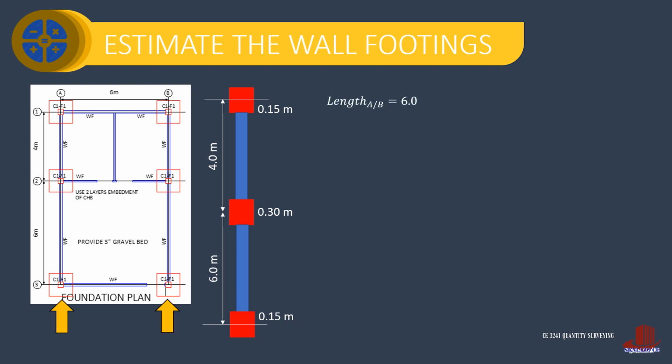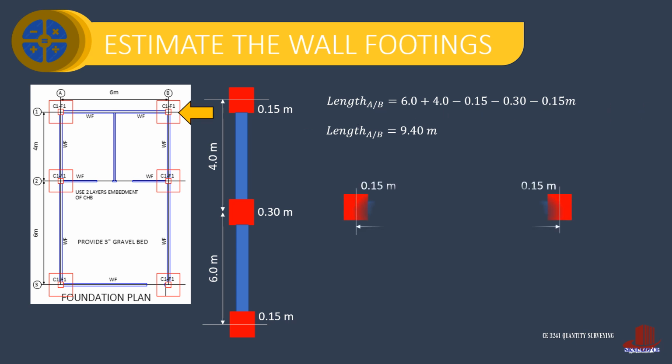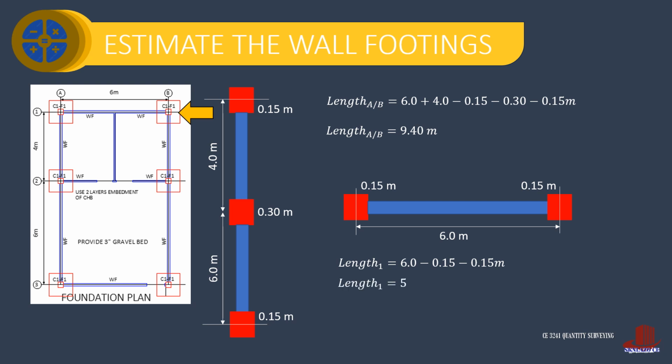spans. There are half the column width or 0.15 on both ends, then the full column width of 0.3. The length then is 6 plus 4 less 0.15 from one end, then 0.3 from the middle, and 0.15 from the opposite end. The net length of wall footing for grids A and B is 9.4 meters. The wall footing on grid 1 has columns on both ends. Taking the on-center length of 6 meters, take out 0.15 from both ends, giving 5.7 meters.